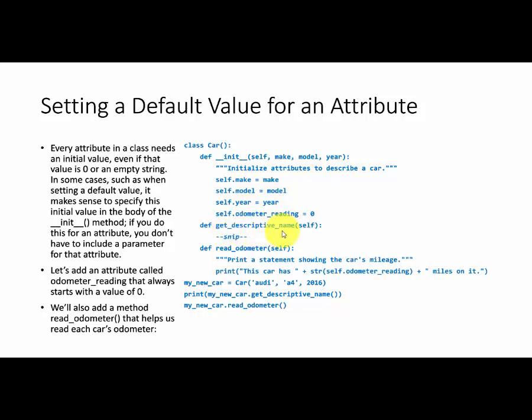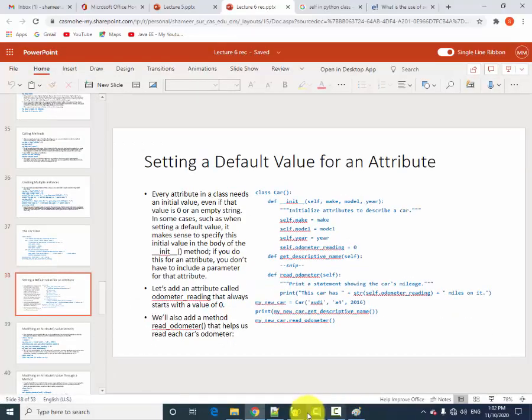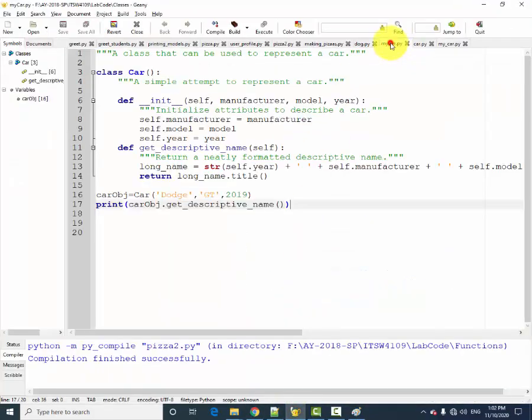The get_descriptive_name method is available, so you can just pass self in this one. Then the new method is read_odometer, so inside that you are passing self. Now here, self.odometer_reading. So you can create the instance and call the method to display the odometer reading. Okay, so where is our class? This is our class.